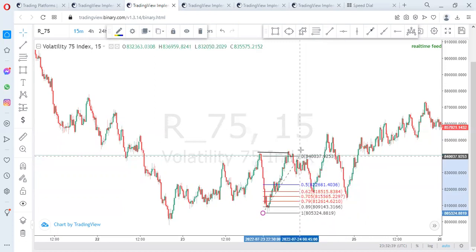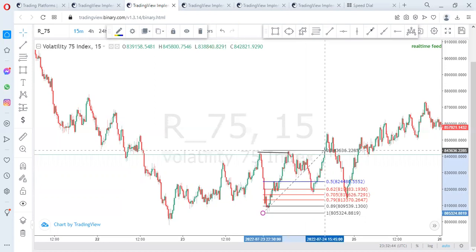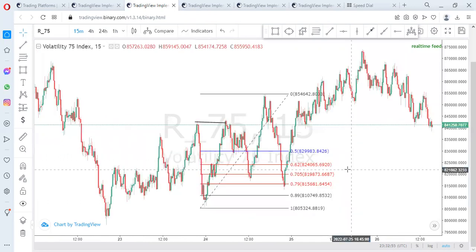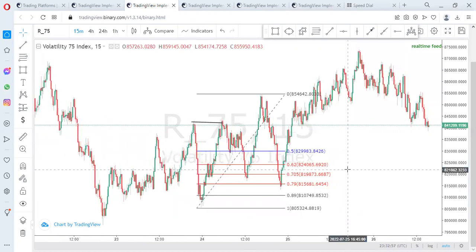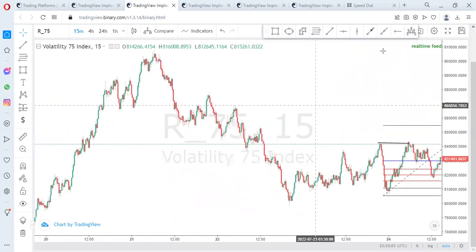So if you slap it here, you see price return back to 62%, pam, price is going up. If you put it up here, price still returned into the 79% zone, and look at it, price is going up. So there's no magic about these things, guys. This thing works. Let me show you in the case of a sell.